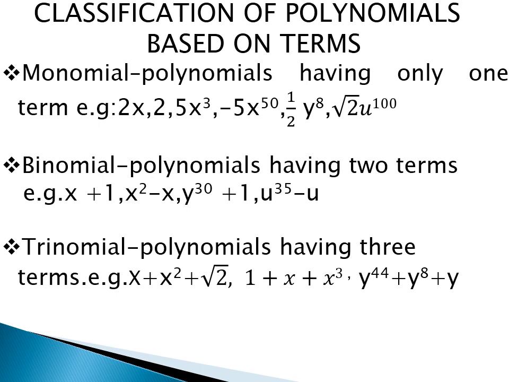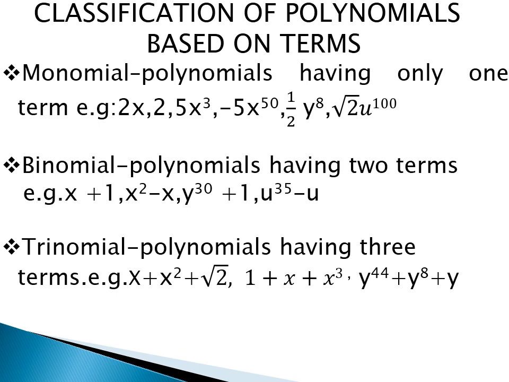Here we are not thinking about y raised to 44, the power and all. We are just seeing the terms, counting them and then writing the name. If any like terms are there, you should simplify and write the terms. Write the name of the polynomial. So classification of the polynomial based on terms is the first part.